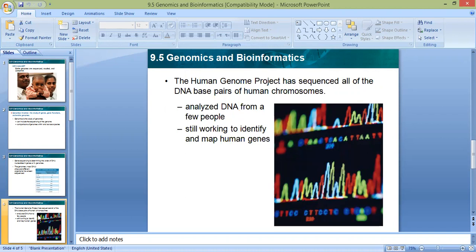Now, we also had the human genome project that sequenced all of the DNA base pairs of the human chromosomes. They analyzed DNA from a few people, and they're still working to identify and map human genes.